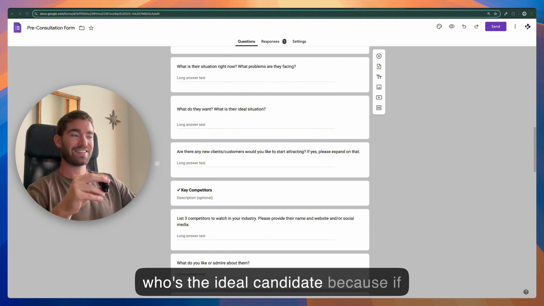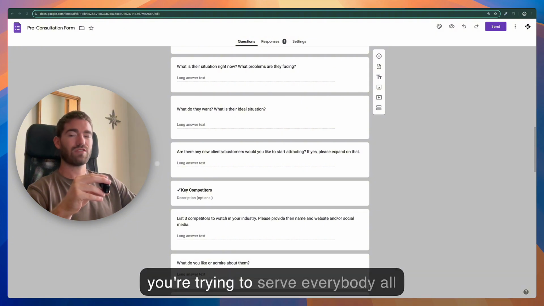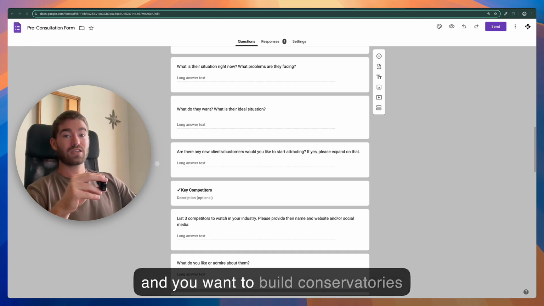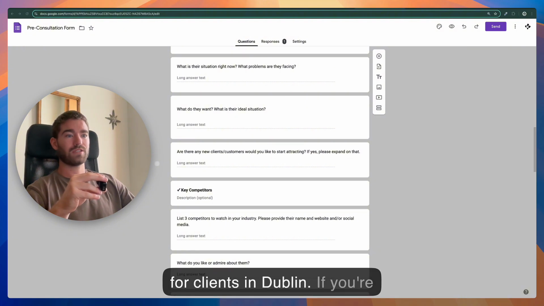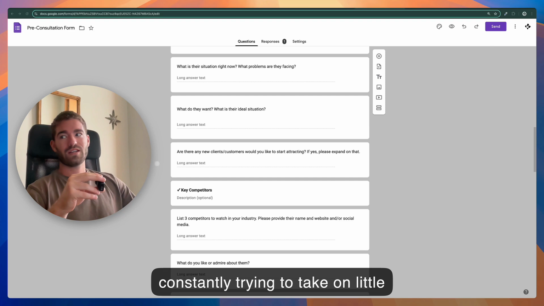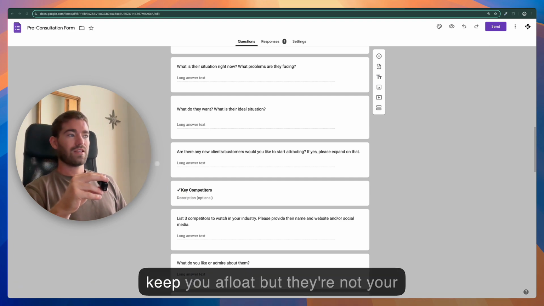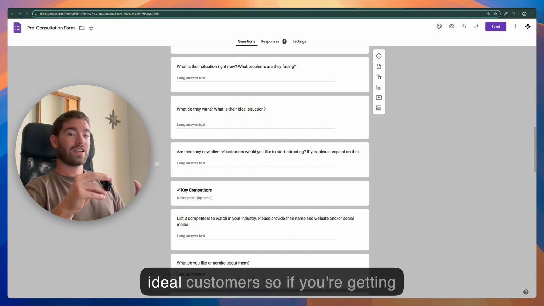Who's the ideal candidate? Because if you're trying to serve everybody all the time, let's say you are a builder and you want to build conservatories for clients in Dublin, okay? If you're constantly trying to take on little projects like building small sheds in the back garden, yeah, that's going to keep you afloat, but they're not your ideal customers.